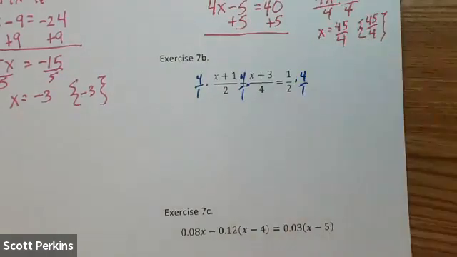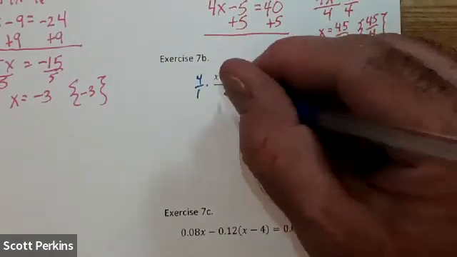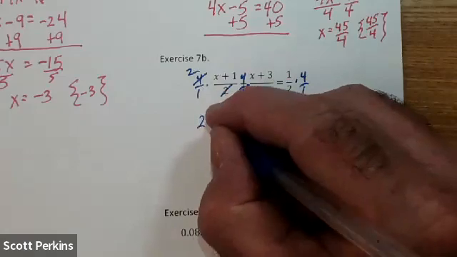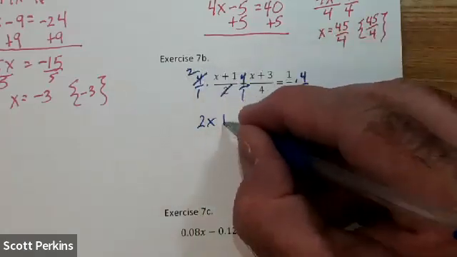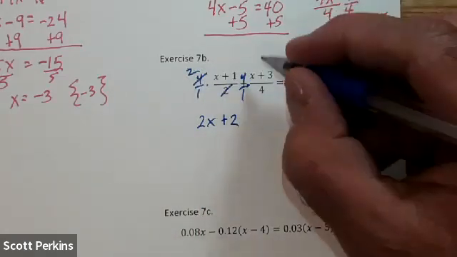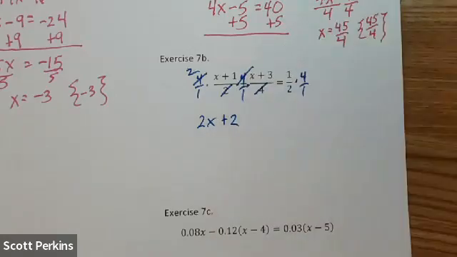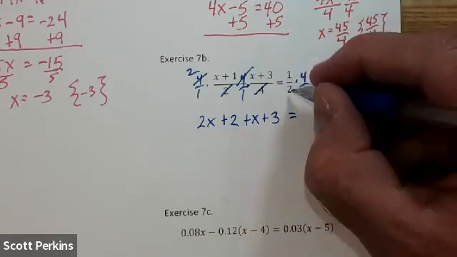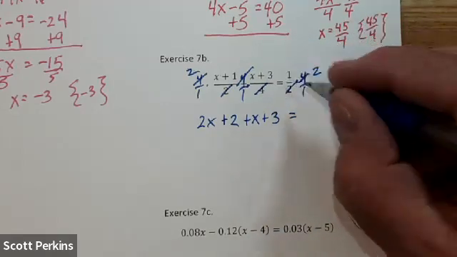So I'm going to multiply everything by 4. The first fraction, 2 goes into 4 twice. So that leaves me a 2. So 2 times x is 2x. 2 times 1 is 2. The next one, 4 and 4 cancel. So that leaves me just the x plus 3 in the numerator. And then the next one, 2 goes into 4 twice. So 2 times 1 is 2.